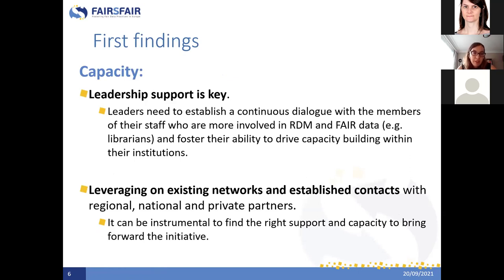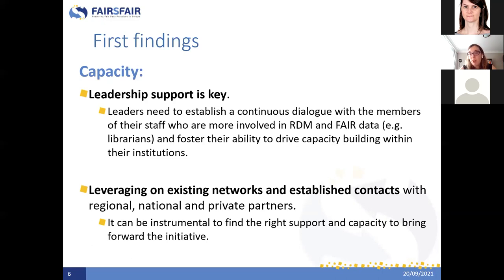The second pillar is the capacity, and here instead we wanted to gain information on capacity both in terms of staff but also in terms of financial capacity. What we saw from talking with the universities and with the other institutions that were part of the interviews is that the leadership support is indeed the key, and it's a basis for getting these initiatives developed.